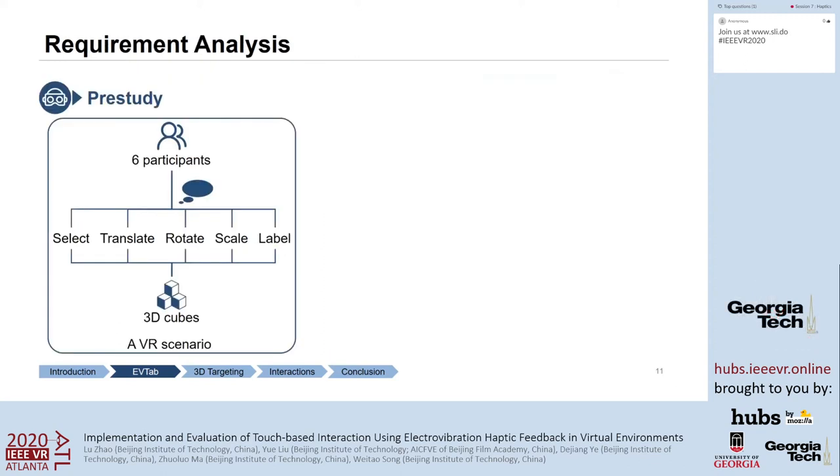To determine appropriate manipulation modes, we designed and analyzed a pre-study. We rendered a virtual environment with several 3D cube models in it by using Unity 3D. Six students who had experienced VR systems before participated in this part. They wore an HTC Vive headset and were provided an EV-Tab without any haptic feedback and input functions as the interaction tool. The participants should imagine and act out their actions to select, translate, rotate, and scale the cubes, and make simple labels in the virtual environment.